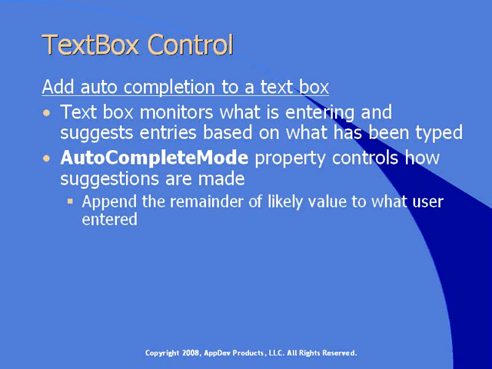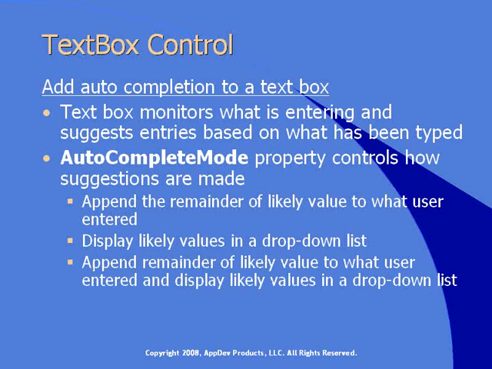You can just add the remainder of the likely value to what the user entered. You can also display all of the likely values in a drop-down list, and you can do both. You can not only add what is probably what the user entered, but also display it.